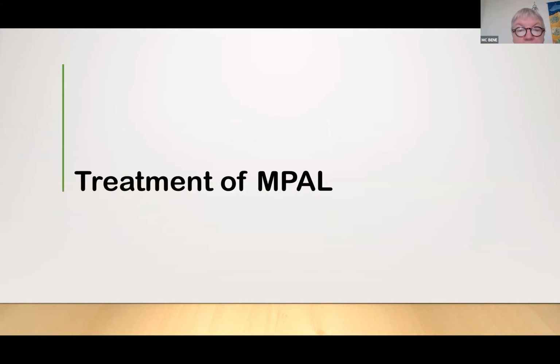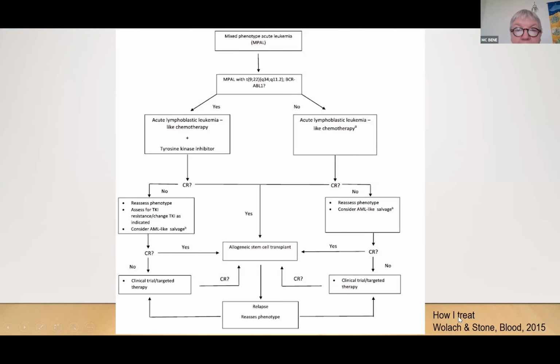So what's the therapy of MPAL? I told you that it was a severe disease and that the outcome is very poor. So the best thing that you have to do is to look for a donor as soon as you can when you diagnose this. And I recommend that you read this paper by Wolach and Stone in 2015, which is really giving a good algorithm. That's the algorithm that they published.